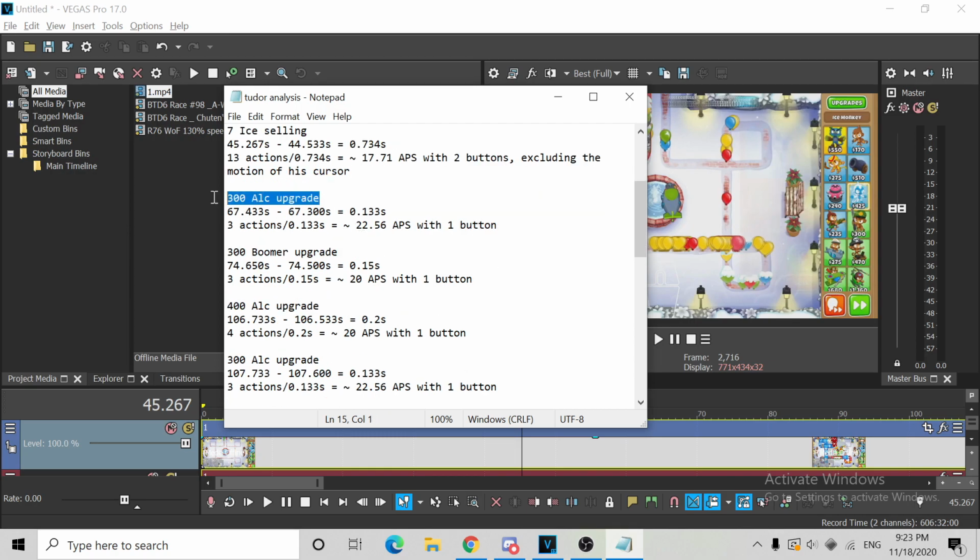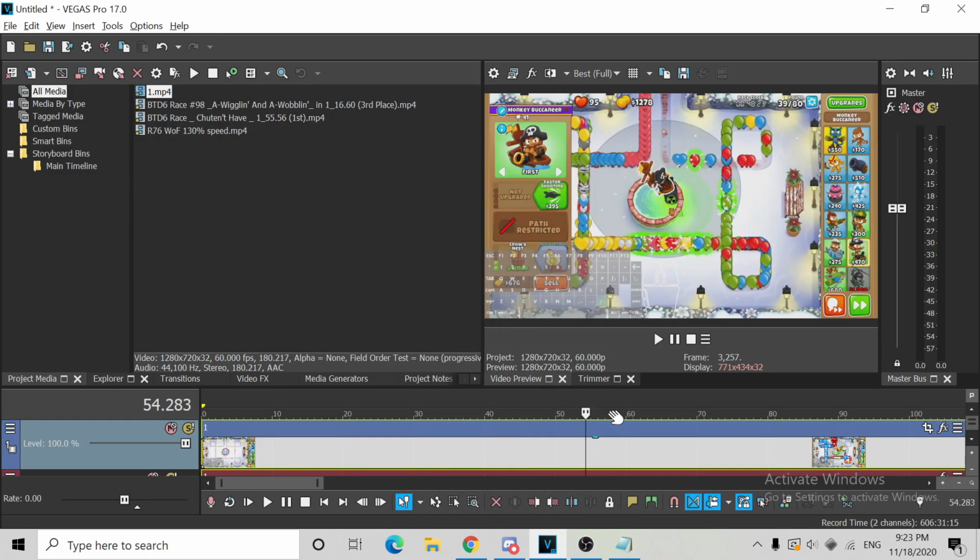So next thing we're going to be looking at is 300 elk, 67.37. Let's see here.